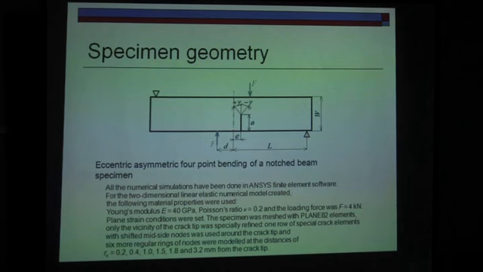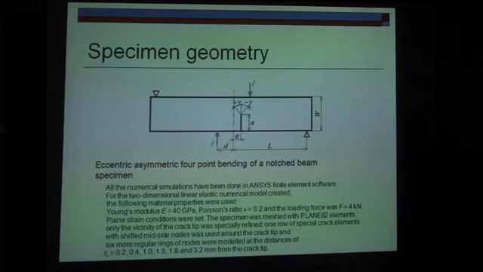For the study of the influence of the distance, we use different values of the ring radius around the crack tip. It started from 0.2 up to 3.2 millimeters, and when we obtain the values, we use these values and we put them inside both criteria.